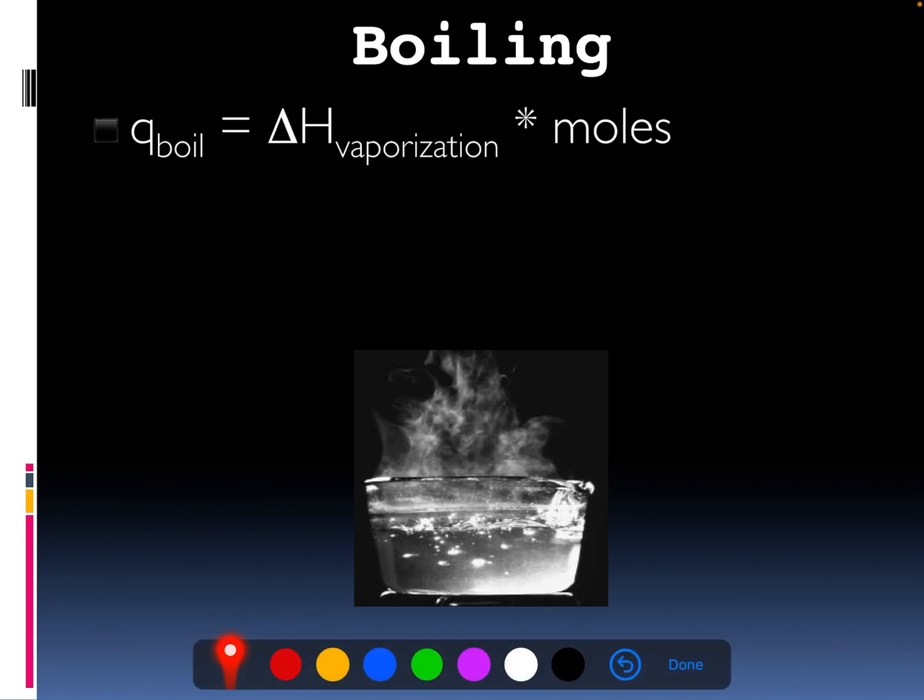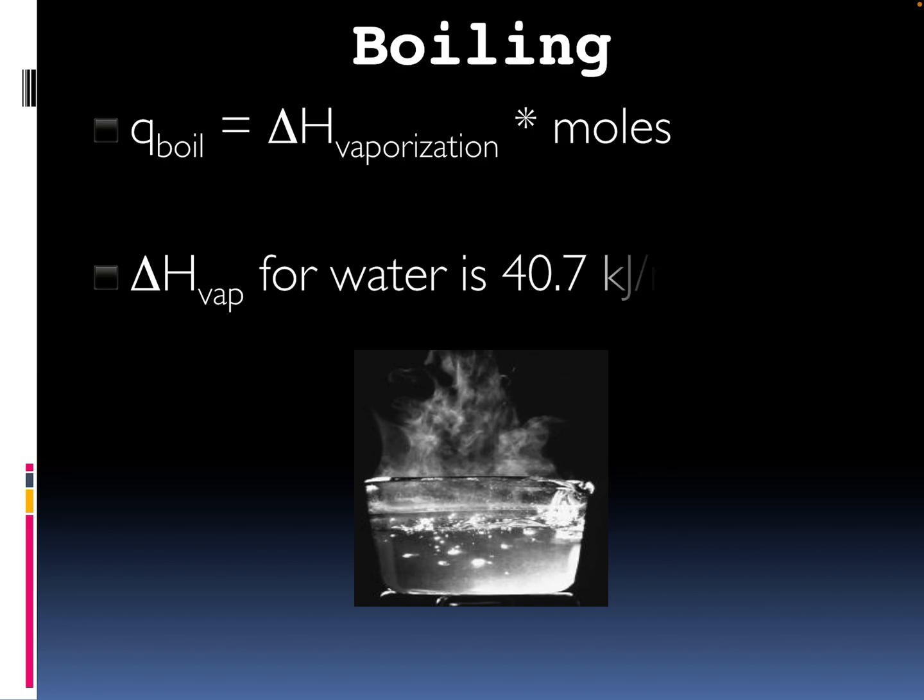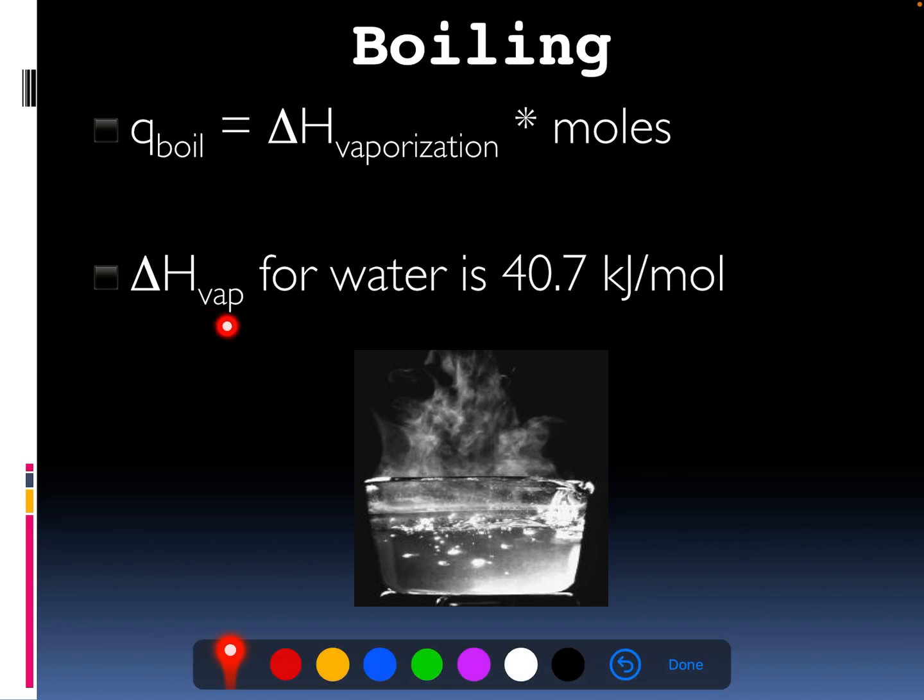To boil, this is the heat of vaporization. Remember when we started this chapter, I said it takes a lot more heat to boil something than it does to melt something? Well, here it is in math. The heat of vaporization for water is 40.7 kilojoules per mole.